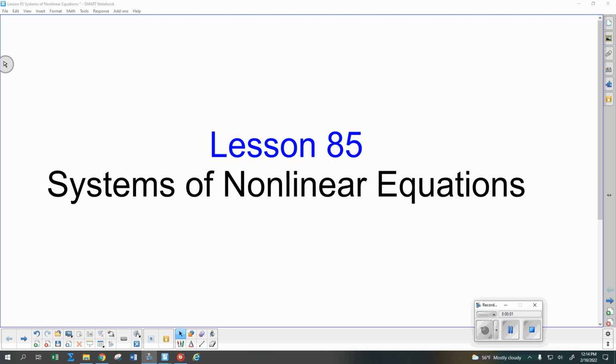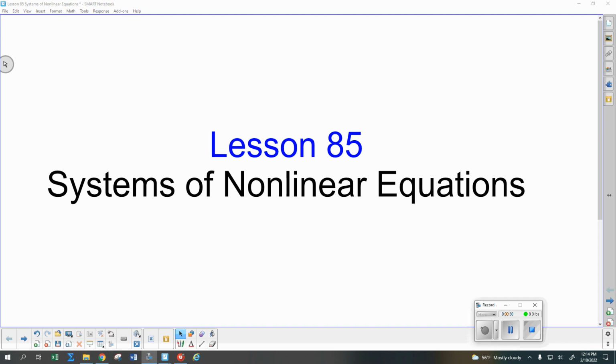In lesson 85, we're going to talk about systems of nonlinear equations. That means we're going to have at least one equation that is not linear, that's not a line. So we'll have at least one thing that is a parabola. We've been drawing some of those. Or at least one thing that's a circle, or that's a cubic, or a hyperbola, something besides a line.